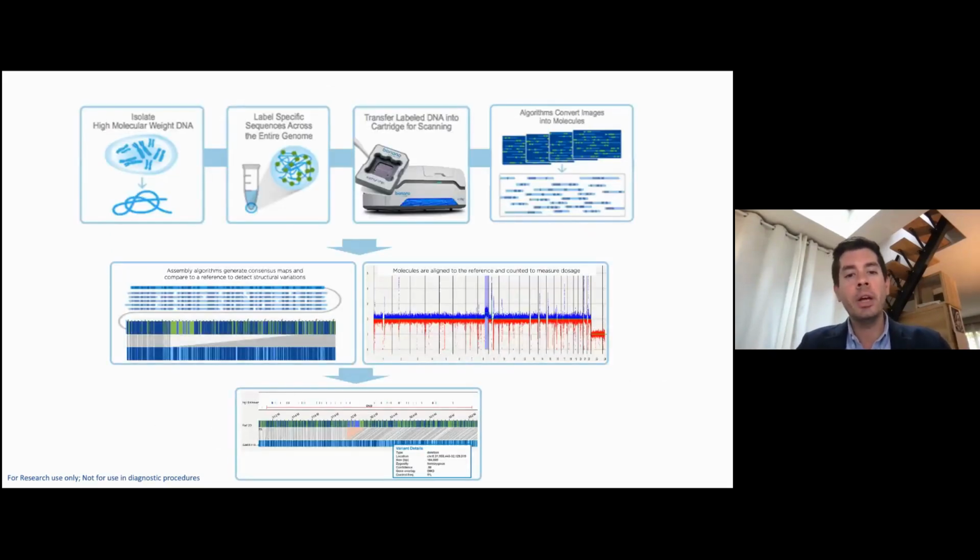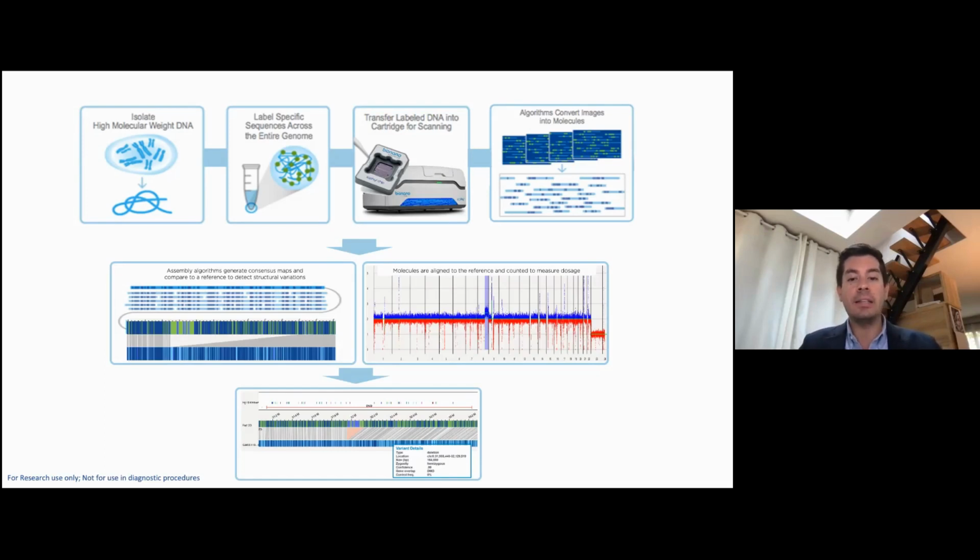Very briefly, the workflow is very simple. You extract DNA with our kit to obtain ultra-high molecular weight DNA, with molecules several hundred kb long. This DNA is then labeled with our DLE-1 enzyme and the counterstain. This is where this specific labeling pattern is applied genome-wide.